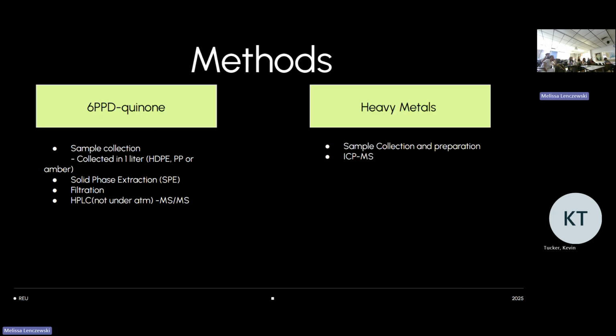So for methods, we just have the sample collection for both of them. But for 6-PPDQ, we're going to do solid phase extraction, filtration, and then HPLC with tandem mass spectrometry. And then for the heavy metals, we're going to use ICP-MS, which is inductively coupled plasma mass spectrometry.